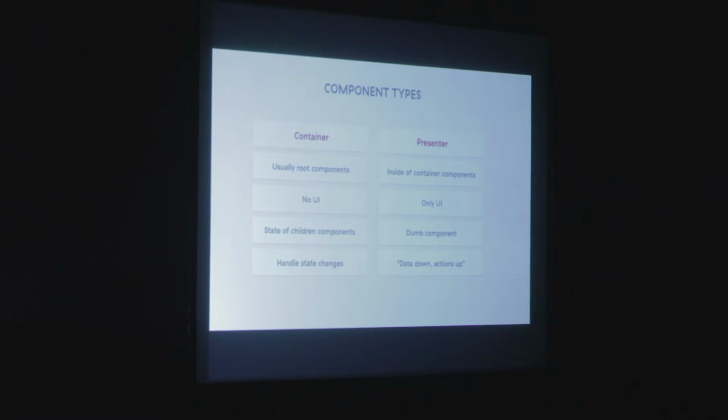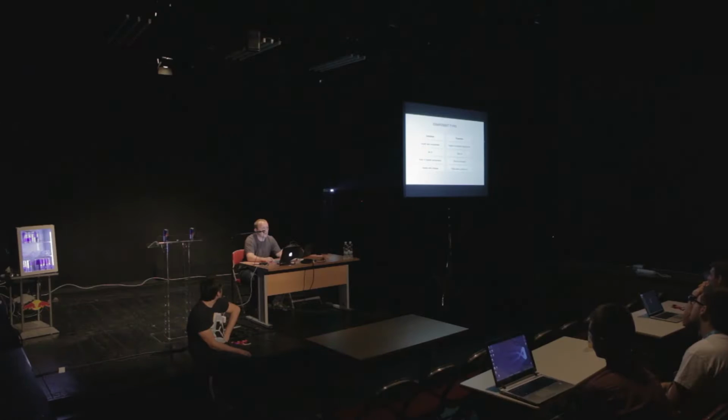The second type of components is the presenter component, which should be inside of container components, because they on themselves don't know anything about your app. So the container component needs to pass both the data and the actions that are possible with that presented component. They should only have the UI, so HTML, classes, and something like that. They should be dumb. And you can even use functional components in React, so components that are only a function, not the whole React class.